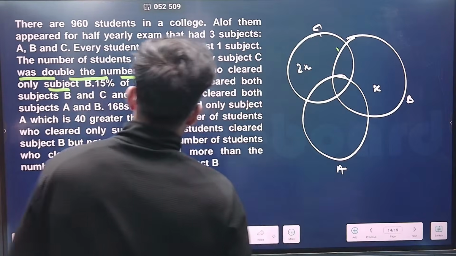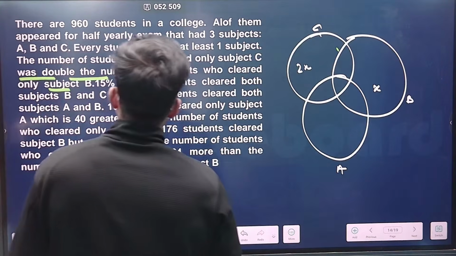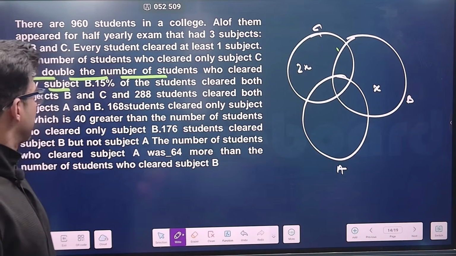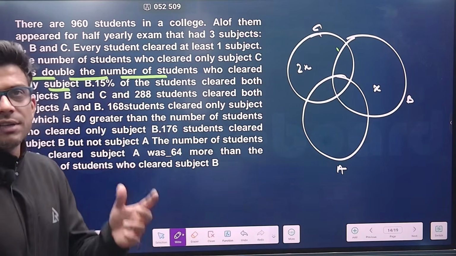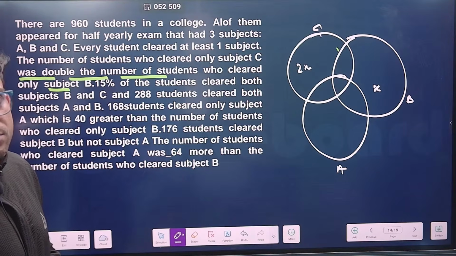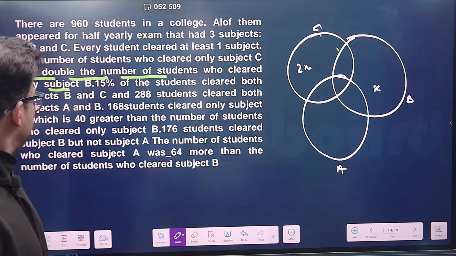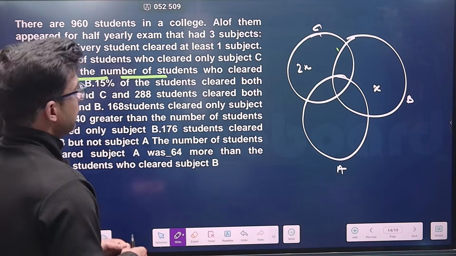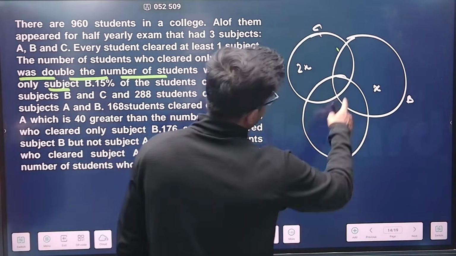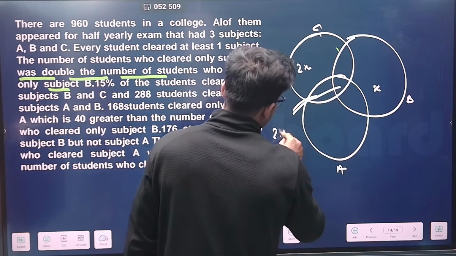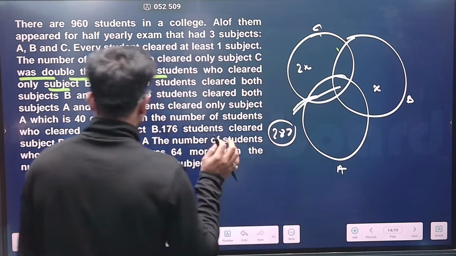15% of the students cleared both subject B and C, and 288 students cleared both subject A and B. This is exact data, as mentioned here, so you can write that down also: 288 students cleared both subjects A and B. So this entire A and B portion is 288. You need to bifurcate it, okay, that's up to you.